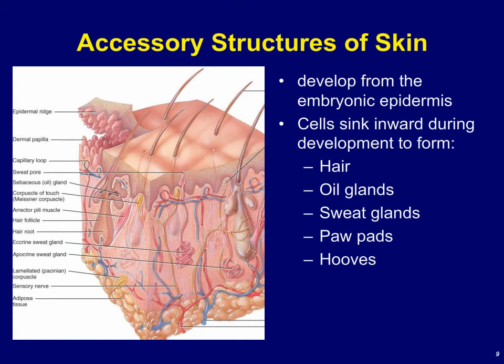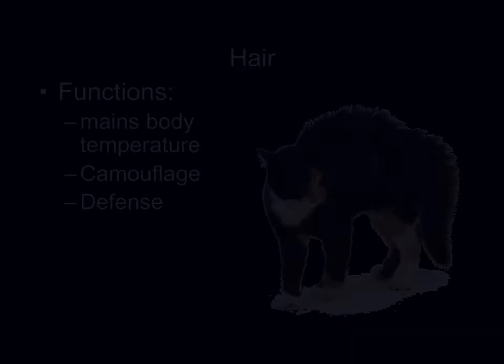Okay, now we're going to take a look at some special features of the integument or skin. Now, for the most part, these features are derived from the embryonic epidermis, so they're epithelial in origin. Now, these include structures such as the hair, the sweat glands and oil glands, as well as the hooves and also the paw pads. So we'll spend a few slides talking about each of these.